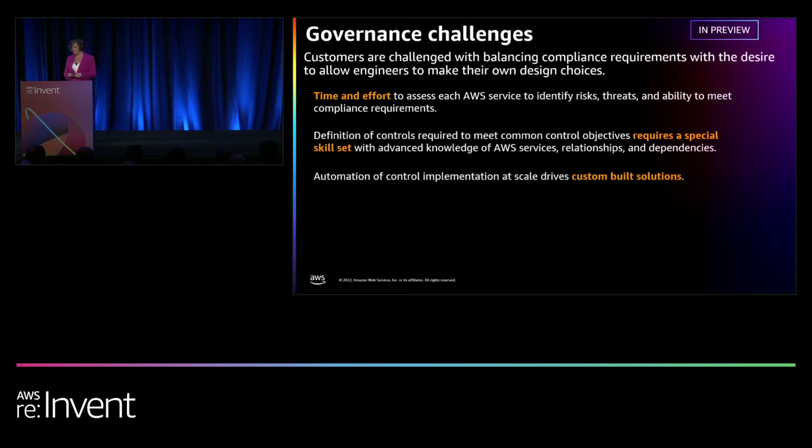Automation. How many of you have more than one account? How many have 100 or more accounts? When did you start looking at automating? Account 1 or account 2? Like right away, immediately you need to automate, right? Because more and more accounts mean more and more overhead. So automating the implementation of these controls at scale is also hard.